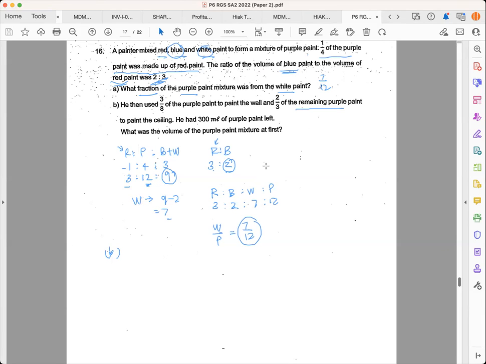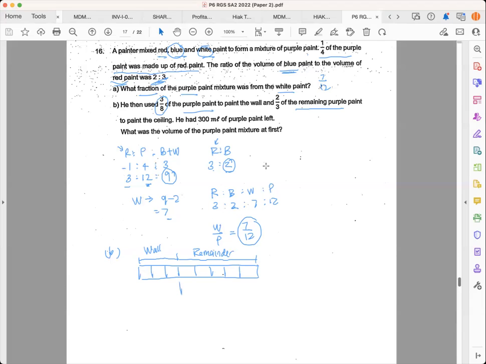So to begin, he then used 3/8 of the purple paint. This statement tells me that the purple paint can be divided into 8 parts. And that's why he can use 3/8. Now I draw a bar model that represents the purple paint and split it into 8 parts. 3/8 of the purple paint is to paint the wall. So 3/8 is here, is to paint the wall. The rest will be the remainder. So I indicate remainder.